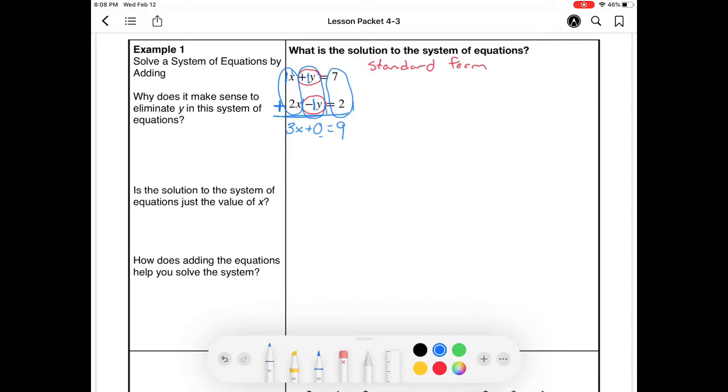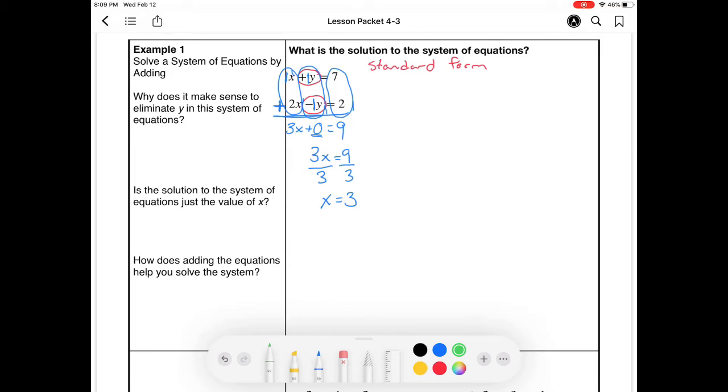Now, adding 0 doesn't really do anything for our equation, so we can eliminate that 0 and just write it as 3x equals 9. Now, this is a really easy equation to solve. All we have to do is divide each side by 3, and we'll find out what x equals. X equals 3. See, that was a lot easier of a way to find x than all the steps we would have had to do to use substitution.